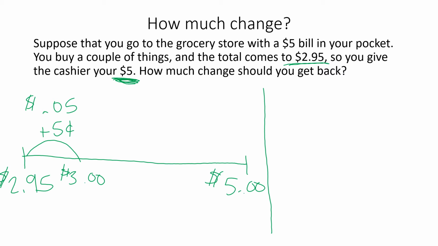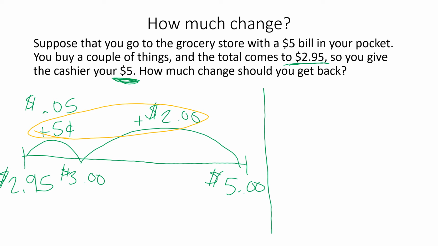Okay, so now I just need to get from $3 to $5, and I know that 3 plus 2 equals 5, so I can make that one big jump. So plus $2 equals $5. So now I add these two totals at the top, the 5 cents and the $2, which equals $2.05. And that's how we would write that. That shows how much change you would get back.